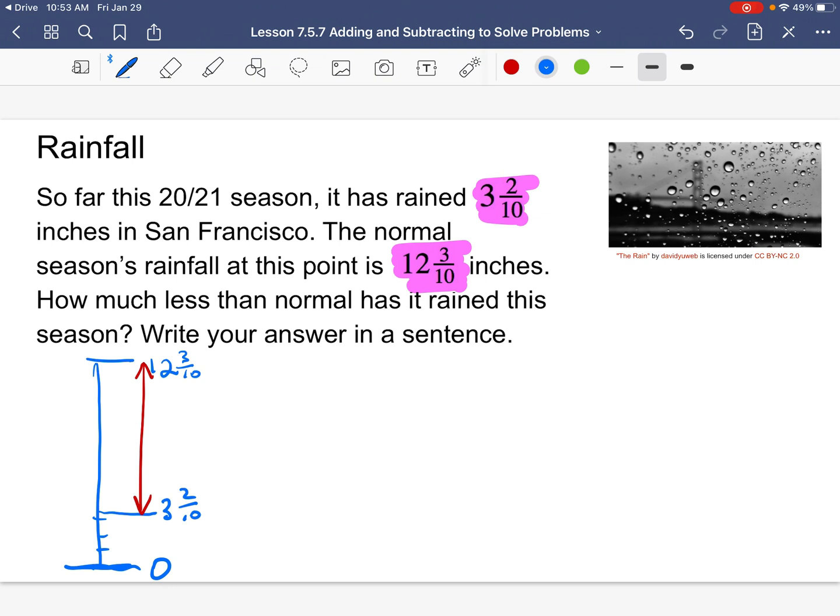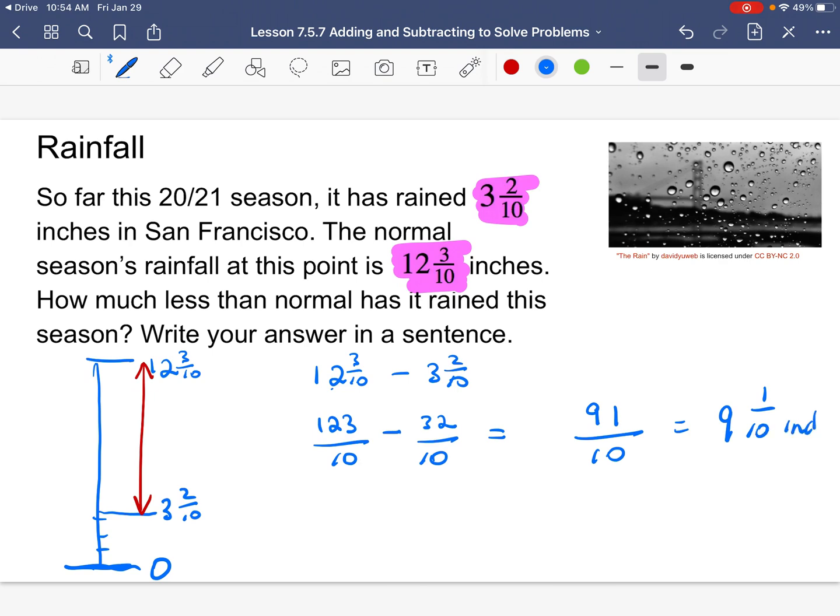So I need to subtract 3 2/10 from 12 3/10. And these are mixed numbers and I need them to be improper fractions. So 12 is 120/10 plus 3 is 123/10, minus 32/10 is 91/10, and that's 9 1/10 inches.